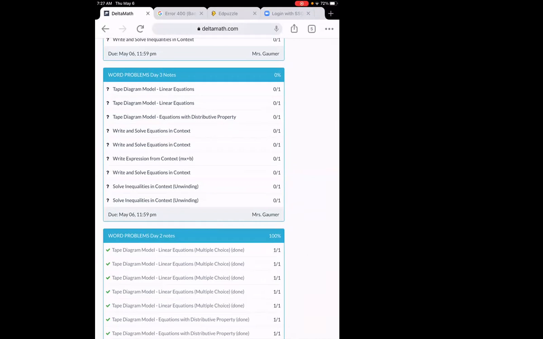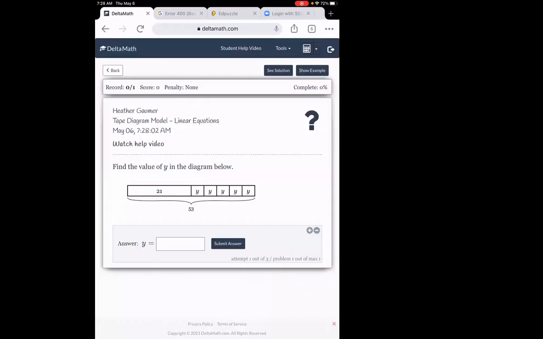I'm going to do the same thing I did yesterday. I'm going to take screenshots and mark it up and do my notes right on there. You can follow the same model when you're doing your problems. Okay, so day 3 notes, I'm going to click on the first problem here and bring it up. All right, so the first couple are a quick review from yesterday.